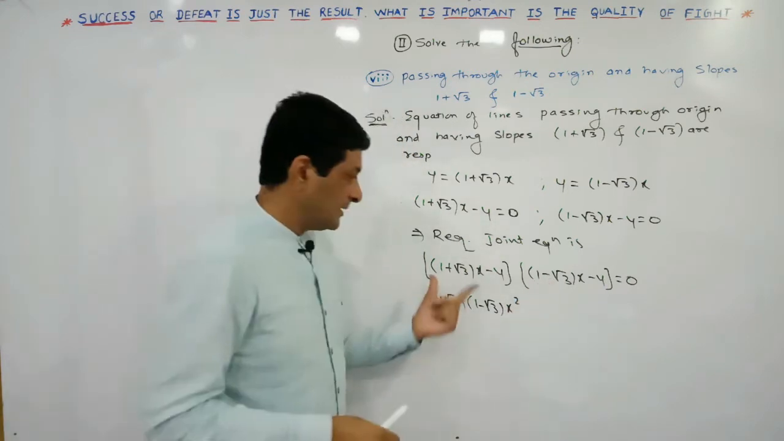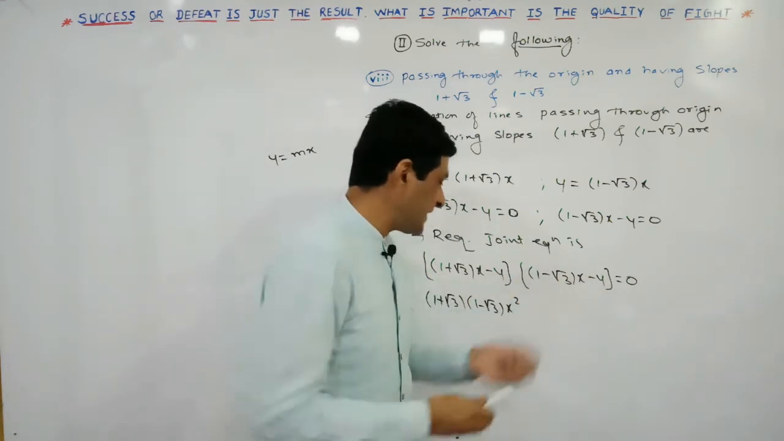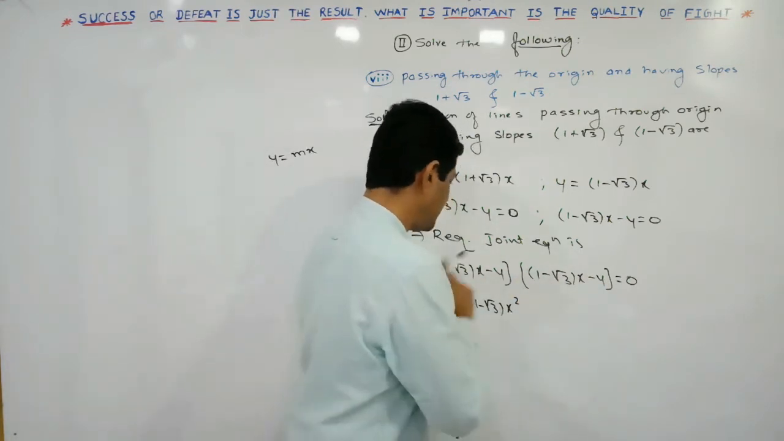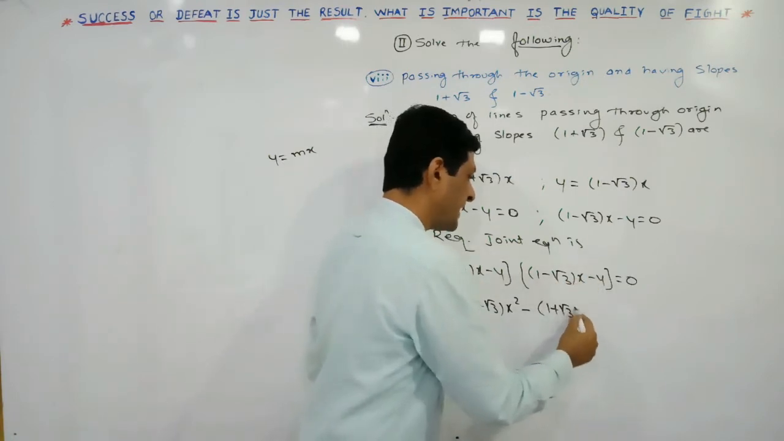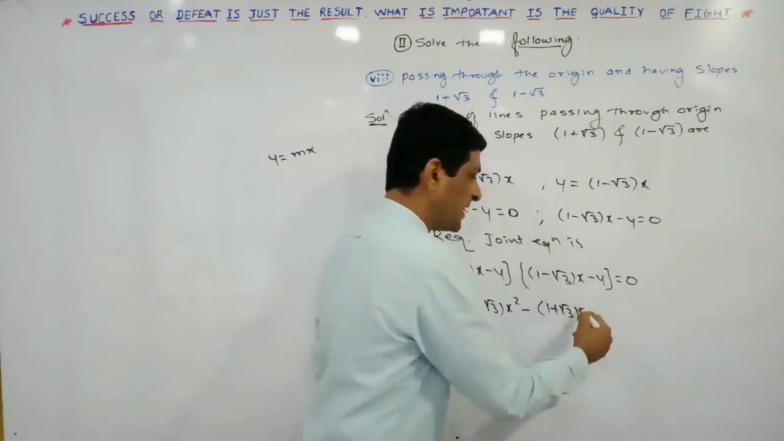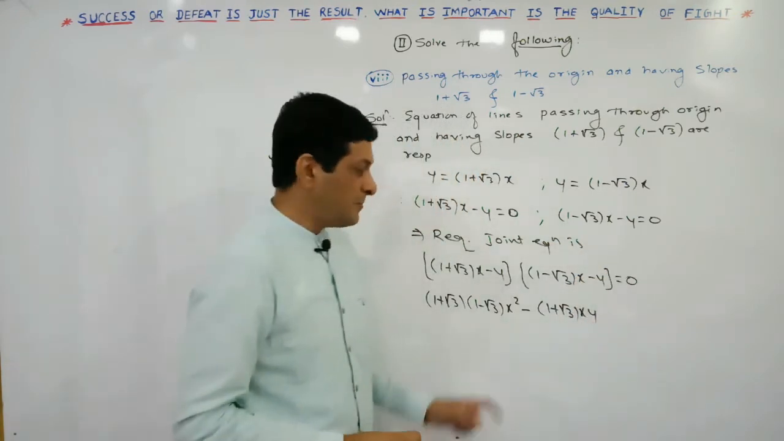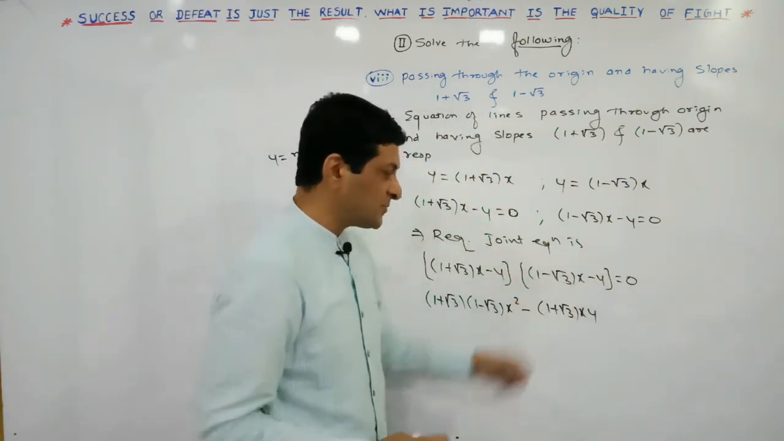x square. Now multiply this term to the second term. What will we get here? Plus into minus will become minus (1 plus root 3), and the product of variables, that is x into y, will be equal to xy. Now I am multiplying by minus y to both the terms in this bracket.